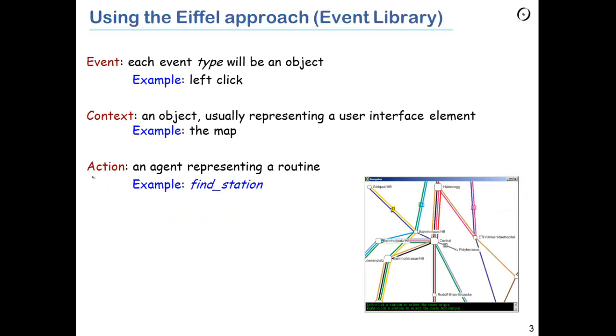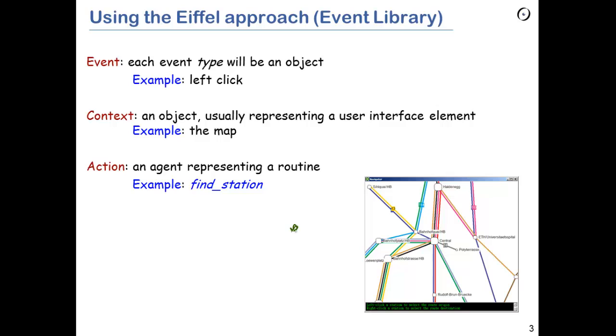Now, in fact, this library is extremely simple. It has just one class. The class is called event type, and we're going to see how to use it. It's going to be used on both the publisher side and the subscriber side. So each event type is going to be an object. So be careful here. It's not that each event is going to be an object.